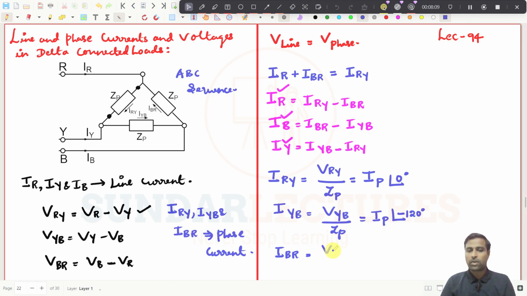And if you divide this one now, it is VBR divided by ZP, and you will get IP, the same value, because VRY, VYB, VBR are all equal in a balanced load, so you will get an equal value. So it will be at minus 240 degrees. Right, now we got all the values. Now it is very simple, right? You just substitute in the expressions to get IR, IB and IY, and the relation between the phase current and line currents. We can easily find it out, right? That we will see. I will take it to the next page.